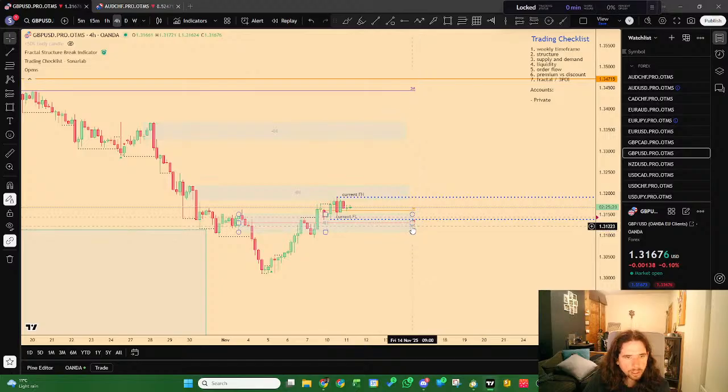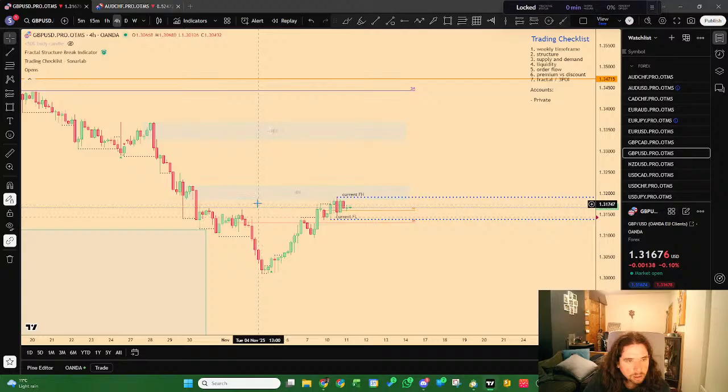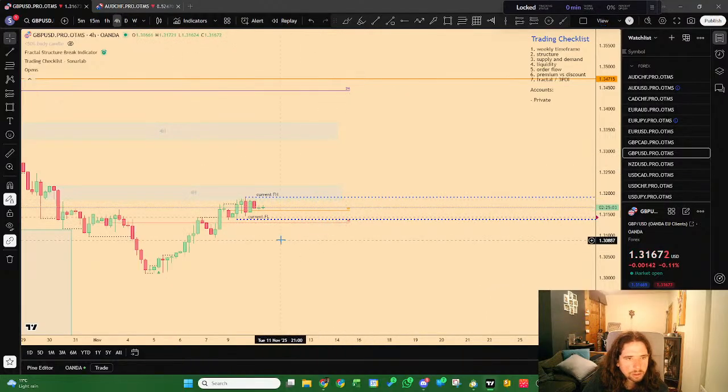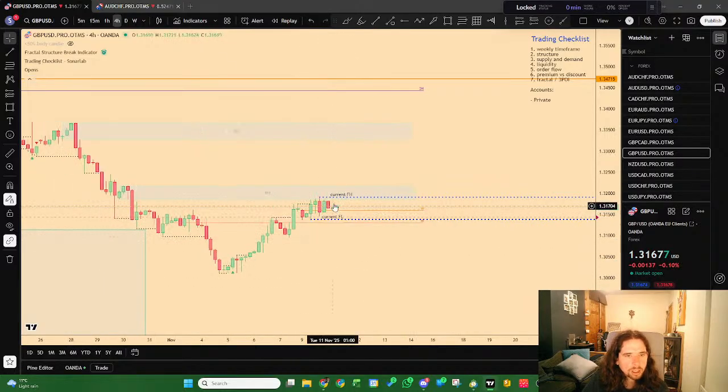So we've taken that liquidity up here, but now we reacted to this area of supply, but there's still some liquidity here, so we'll have to see if there is a change of character, and then we go further down, or if we are going to go further up and take out this liquidity here.